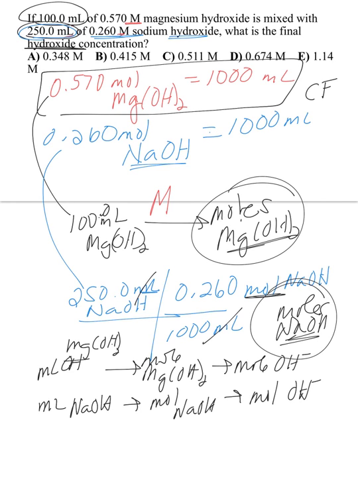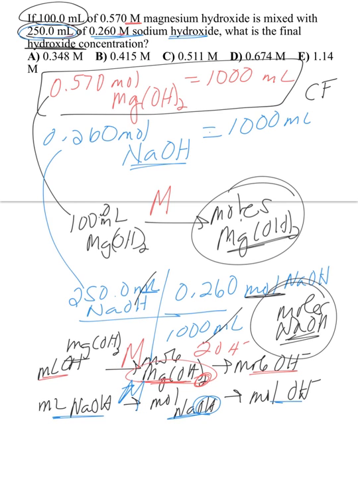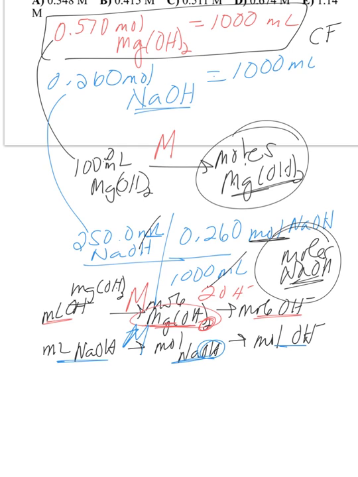Now look at this. How do you go from milliliters to moles? You use the molarity. How do you go from moles of magnesium hydroxide to moles of hydroxide? Well, you get 2 moles of hydroxide for every 1 mole of magnesium hydroxide because of the 2. Same thing here: milliliters of sodium hydroxide, use molarity, and then for every mole of sodium hydroxide, you have 1 mole of hydroxide. Right, so now you just do the math.